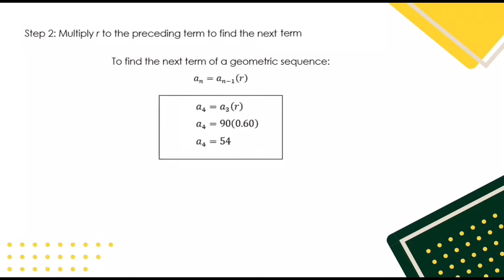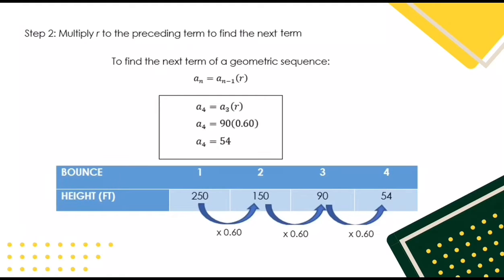So let's first try to use the formula. We have a sub 4 is equal to a sub 3 times r. A sub 3 is equal to 90 and our r is equal to 0.60. 90 times 0.60, we have 54. A sub 4 is equal to 54. To check, let's go back to our illustration.